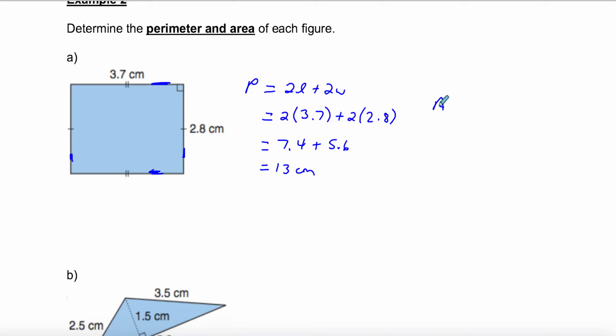The area of the rectangle is just length times width. Doesn't matter which one you put first because you're going to multiply them together anyway. So when I multiply them together, I get 10.36, and it's centimeters squared because it's area.